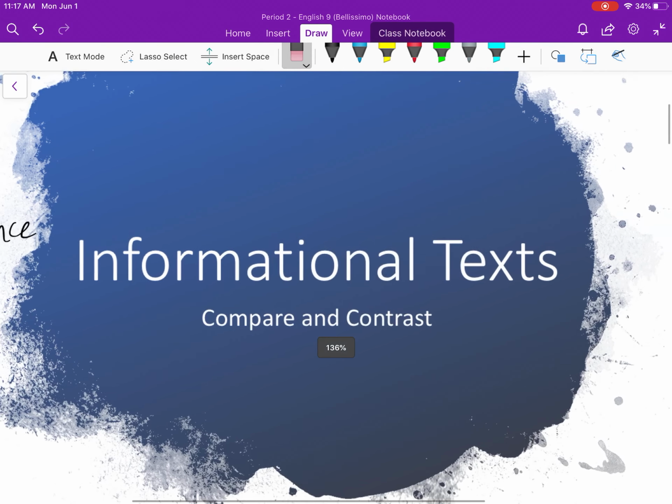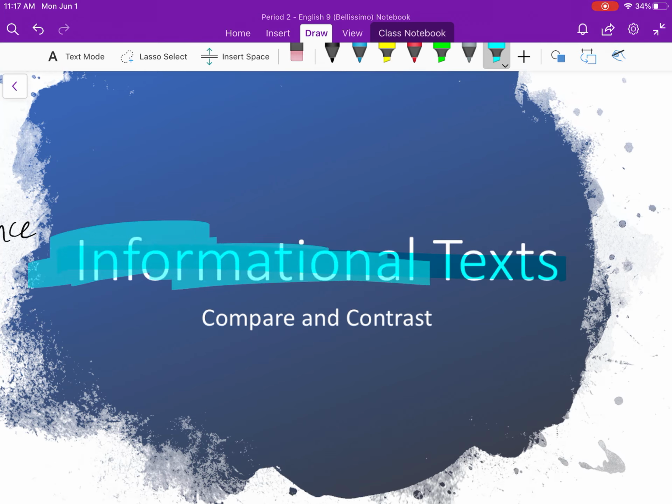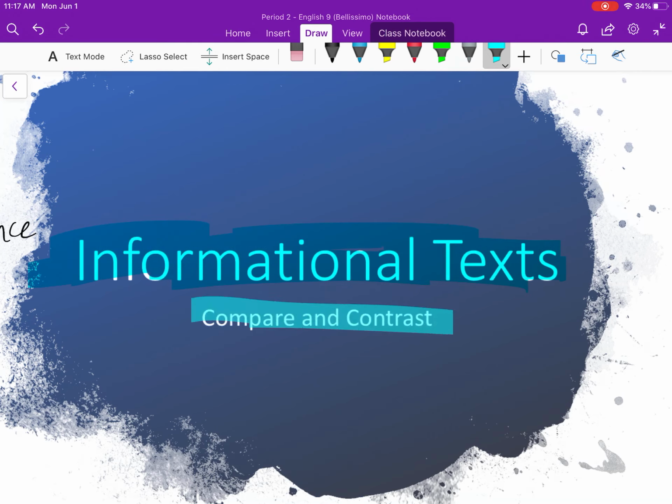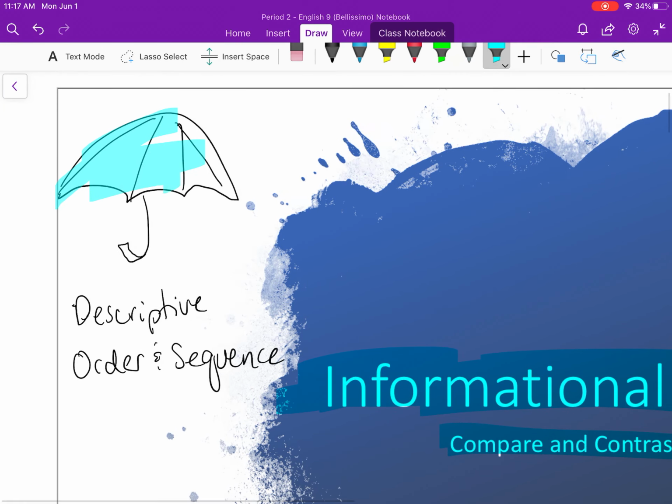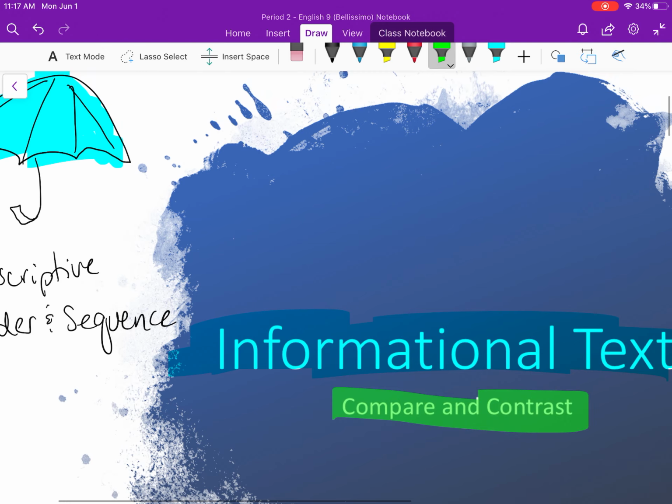Hey guys, so today we're going to be working a little bit more on informational texts, and in specific, we're going to be looking at this idea of compare and contrast. Okay, so when we're talking about informational text right here, we're talking about this kind of umbrella term, right? And then compare and contrast is going to be a different type of informational text in itself, right?